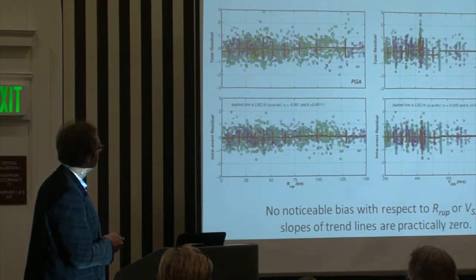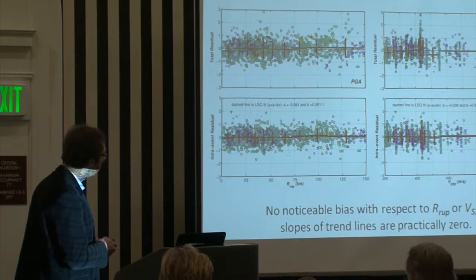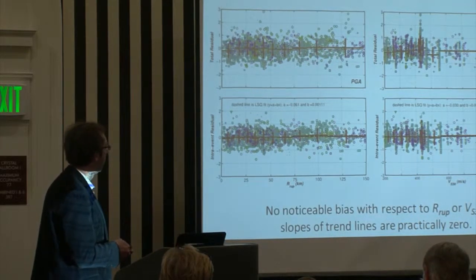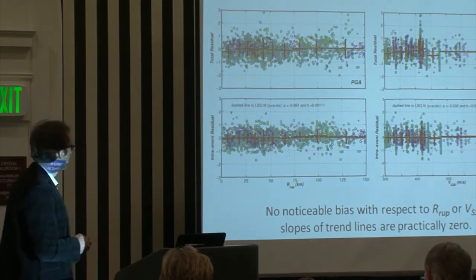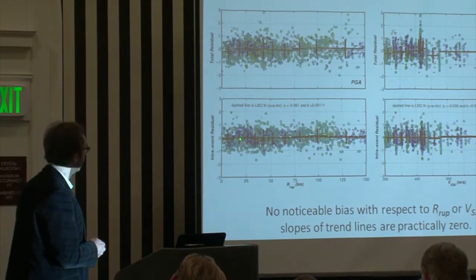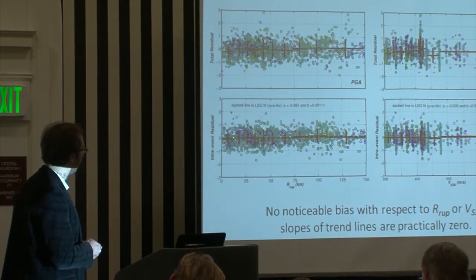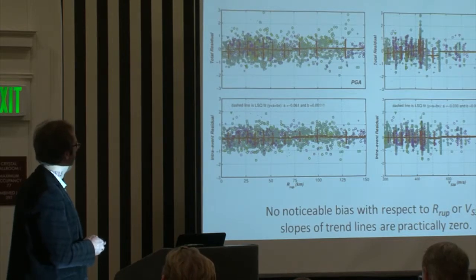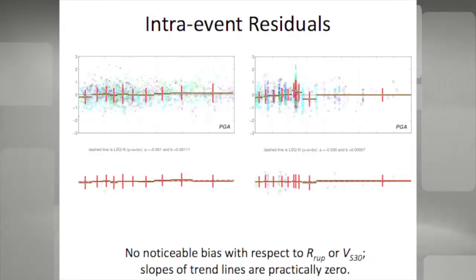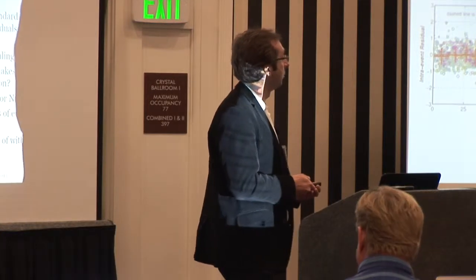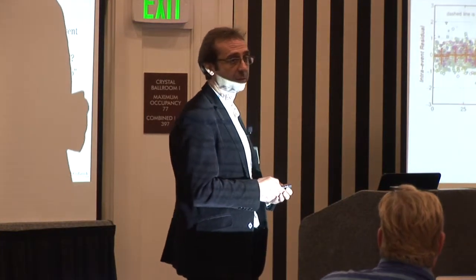These are the total residuals for PGA against distance, as well as, on the right side, for VS30. The bottom plot is the intra-event residuals. It's difficult to see, but we have a trend line, a dashed red line. We fit a linear least squares fit, and the slope of our trend line is practically zero. So we don't show any bias in terms of distance as well as VS30. This is our whole database, about 2,500 data points.